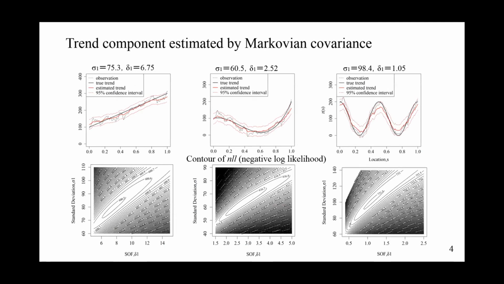This is the result when we use Markovian covariance for the estimation of the trend component. The estimated trend is not smooth anymore. It's fluctuating, right? And the contour map of negative log likelihood: we can see a strong correlation between the two parameters, right? Strong correlation.